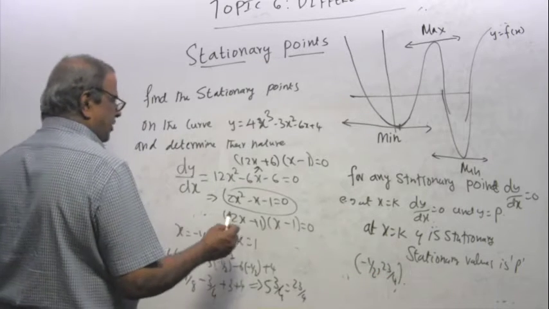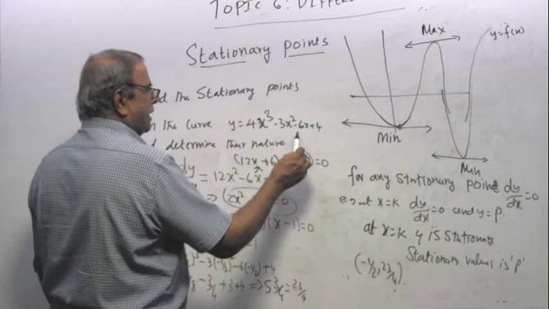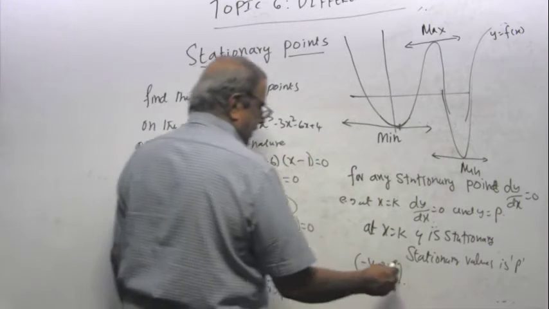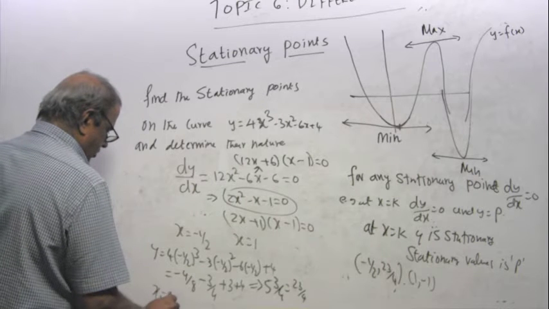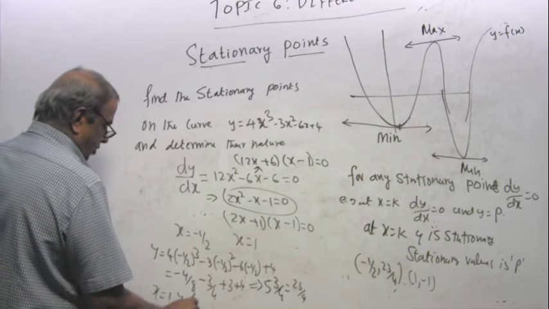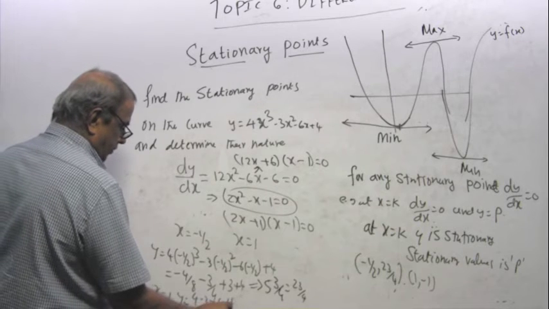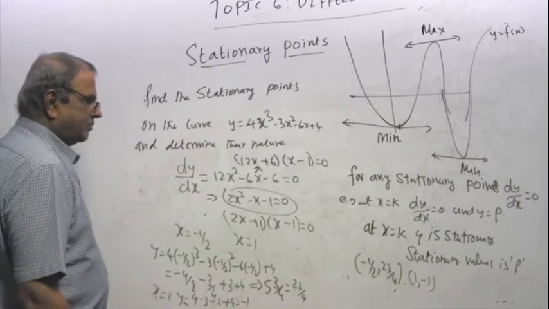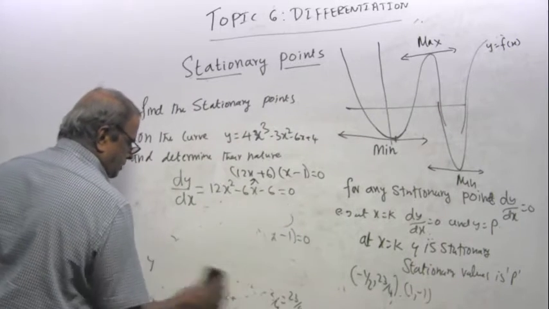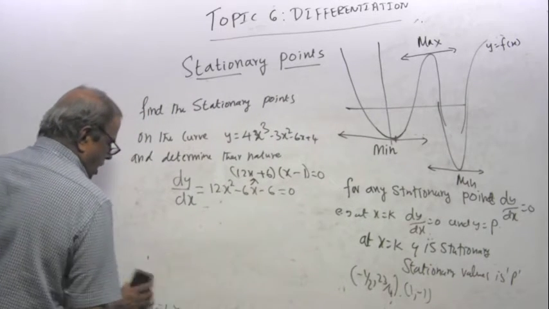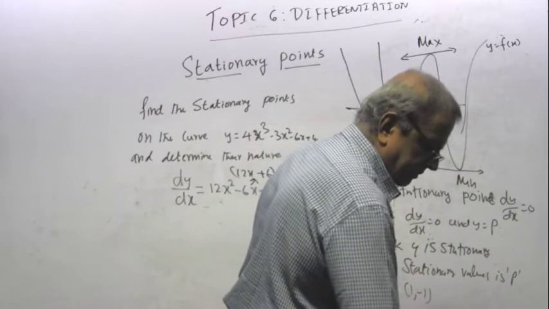And the other one, put x equal to 1. 4 minus 3 is 1. 1 minus 6 is minus 5. Minus 5 plus 4 is minus 1. So 1 and minus 1. I did it orally. x equal to 1, y equal to 4 minus 3 minus 6 plus 4. 8 minus 9 is minus 1. Why did I do that? So I can get rid of this. So I have found the coordinates of the stationary points.